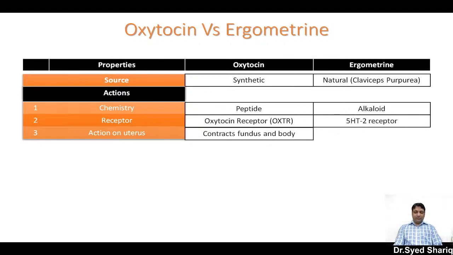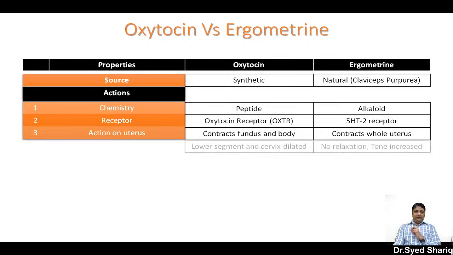Action on uterus. Oxytocin causes contraction of the fundus and the body. Mainly, it contracts the fundus, while ergometrine contracts the whole uterus. So, you see the lower segment and the cervix are dilated while you give oxytocin, because it pulls the lower segment and the cervix upwards towards the contracted uterus or contracted fundus. But in ergometrine, there is no relaxation. The tone is very highly increased, but there is no relaxation. Therefore, the higher doses of ergometrine cannot be used for induction of labor. It should not be used.